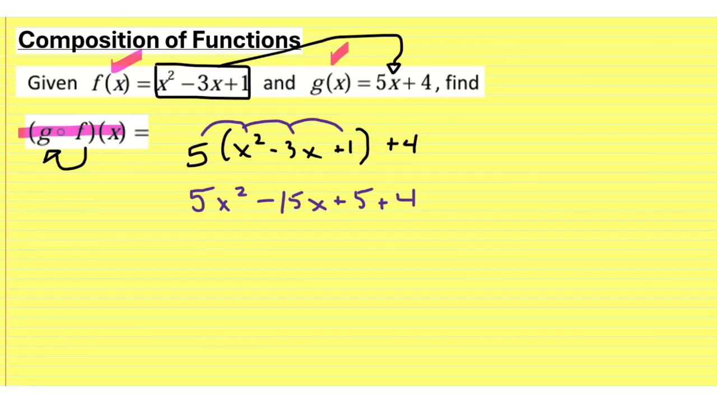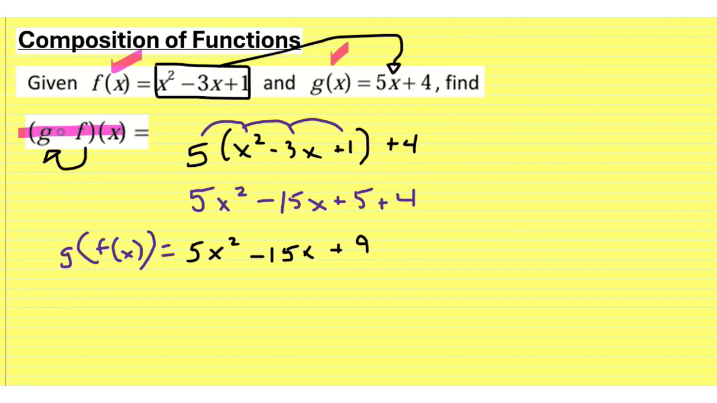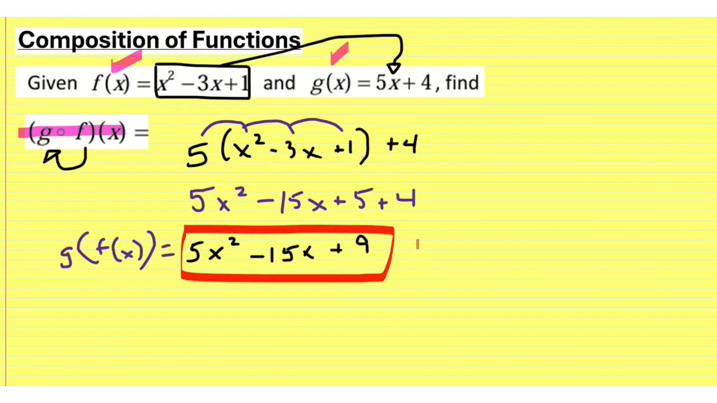And my final step is simply to combine the like terms, which I have a 5 and a 4 on the end that are like terms. So my final composition is going to be 5x squared minus 15x plus 9. So that means that g of f of x is going to be equal to 5x squared minus 15x plus 9.